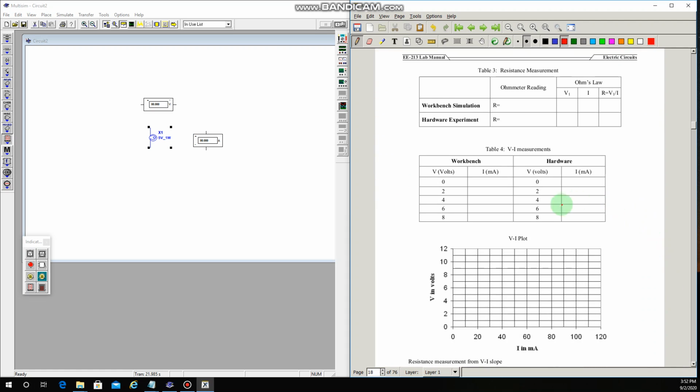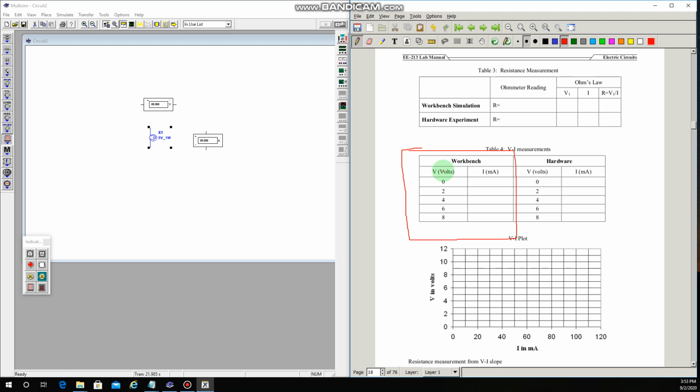Okay, let's first focus on table number 4. In table number 4, we have several values of V, voltage, and corresponding entries of I are also there. So let us focus on the left hand side of this table. On the left hand side of this table, we have workbench. Workbench simply refers to multisim.